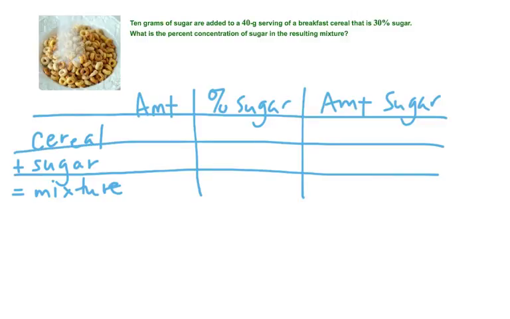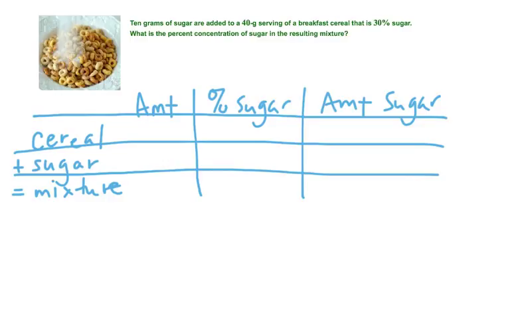Okay, so we've also got our amount of cereal, amount of sugar, amount of mixture, and then of that substance, what is the percent sugar and what is the amount of sugar? Because what we're trying to find out is a percent of sugar in the mixture, and it's the amount of sugar that's going to help us to figure out that percent.